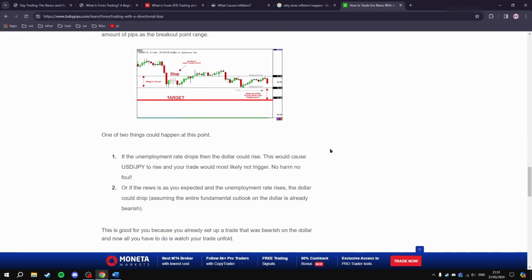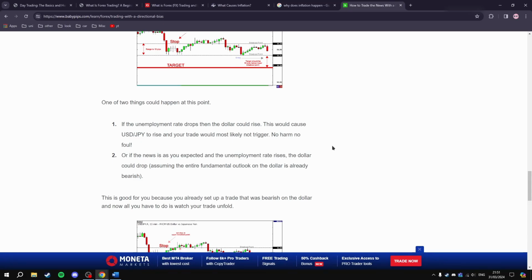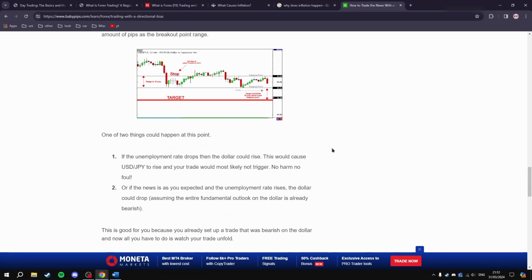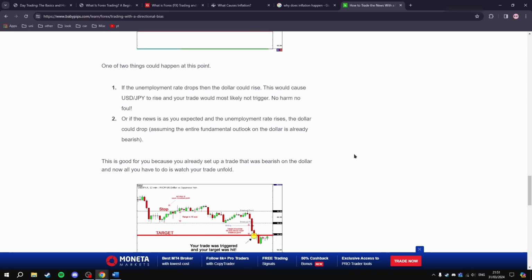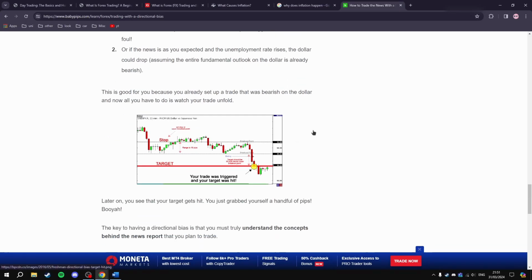One of two things could happen at this point. If the unemployment rate drops, then the dollar could rise. This would cause USD JPY to rise and your trade would most likely not trigger. No harm, no foul. Or if the news is as you expected and the unemployment rate rises, the dollar could drop, assuming the entire fundamental outlook on the dollar is already bearish. This is good for you because you already set up a trade that was bearish on the dollar, and now all you have to do is watch your trade unfold.